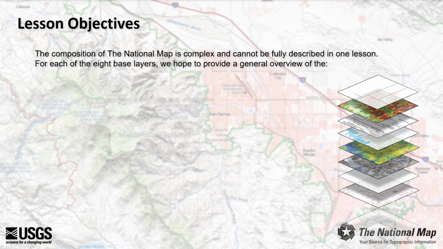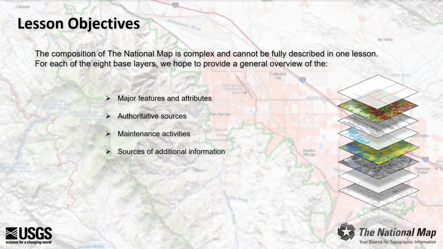The composition of the national map is complex and cannot be fully described in one lesson. In this video, we hope to provide a general overview of the major features and attributes, authoritative sources, maintenance activities, and additional resources for more information for each of the 8 base layers. If you would like to jump to a specific part of this lesson, timecode links are available in the video description below.